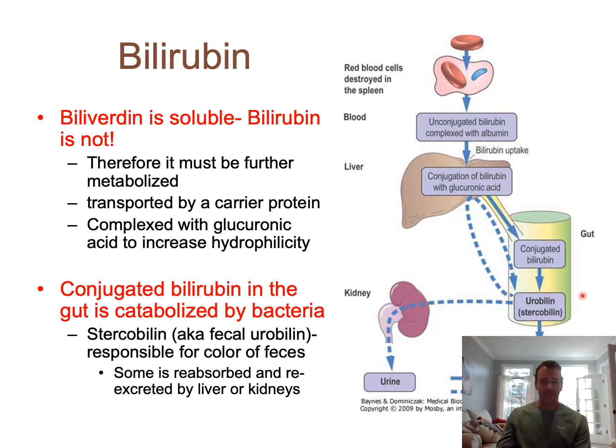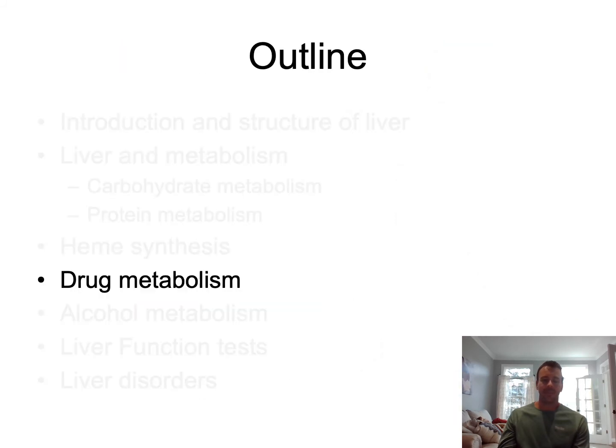The conjugated bilirubin in the gut is then broken down by bacteria. It can be formed into a molecule called stercobilin, which is responsible for the color in feces. Some of it can be reabsorbed and then resecreted by the liver or kidneys as well. That's heme and its breakdown product bilirubin.